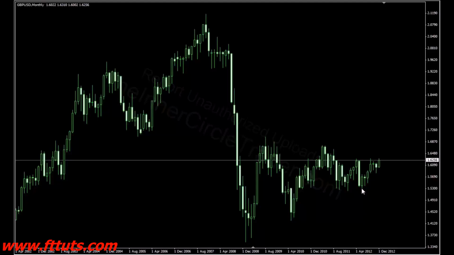Now, what I want to draw your attention to is the fact that if you go to the left side of your chart here, just a little bit, see all these lows in here? Okay, and see the lows over here? Now look at the bodies of the candles here.